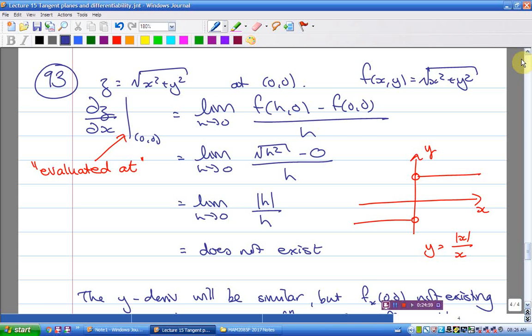The question is saying, is this function differentiable? But if the question, but that's because, let's have a look.